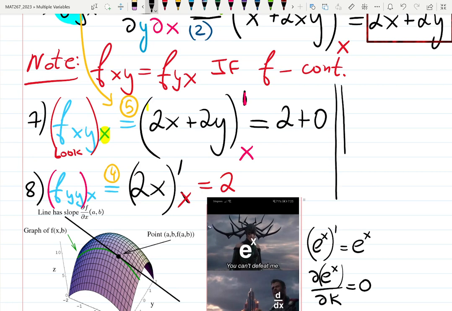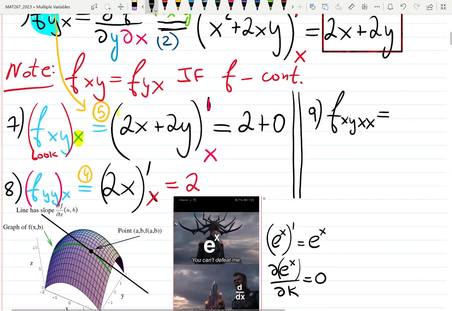And let's do one more. Why not? What is going to be fxyxx? That's a fourth derivative. Try to figure it out. What do you think about that? And I will do one more.